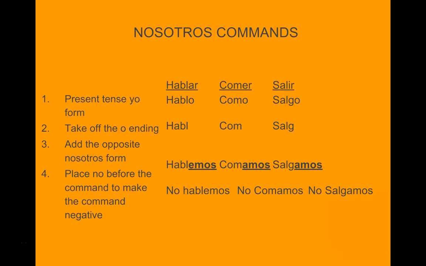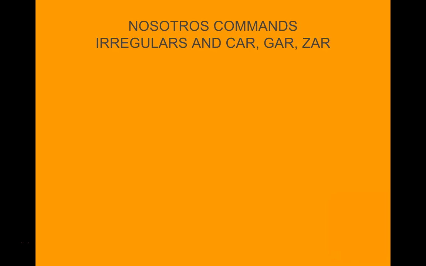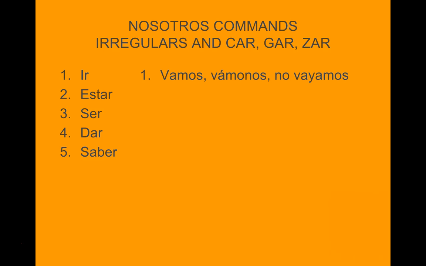We have the usual suspects as far as irregular verbs are concerned. There are 5 irregular verbs that end in an O in the yo form. It is even more irregular.